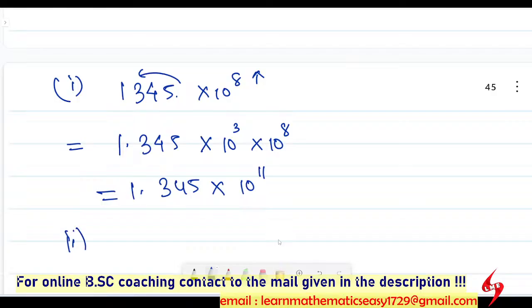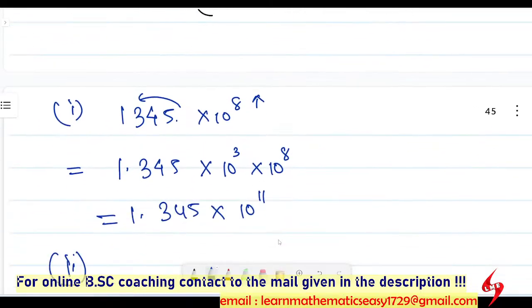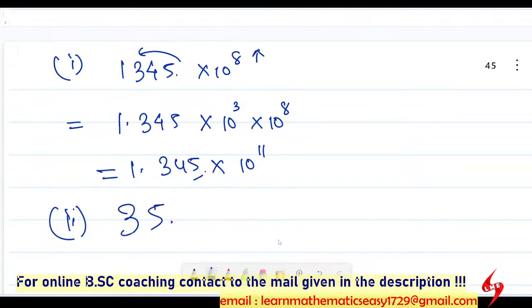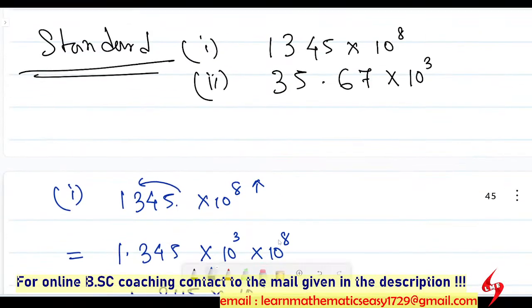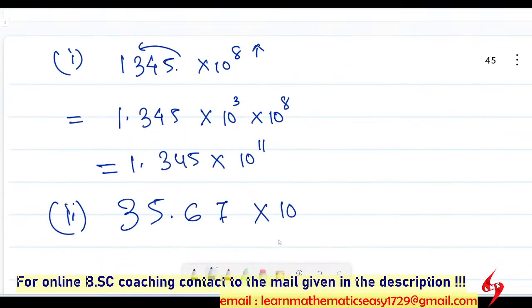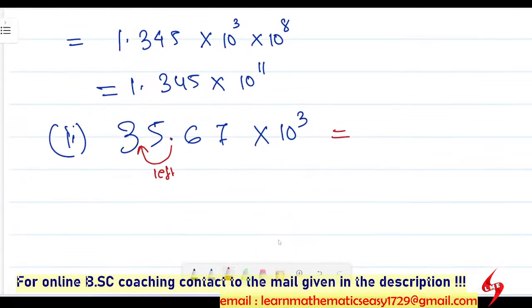Okay, next is here. You can see the decimal will shift just one step left. So the number will be 3.567 into, just increasing by one step, 10 to the power 4. Okay.